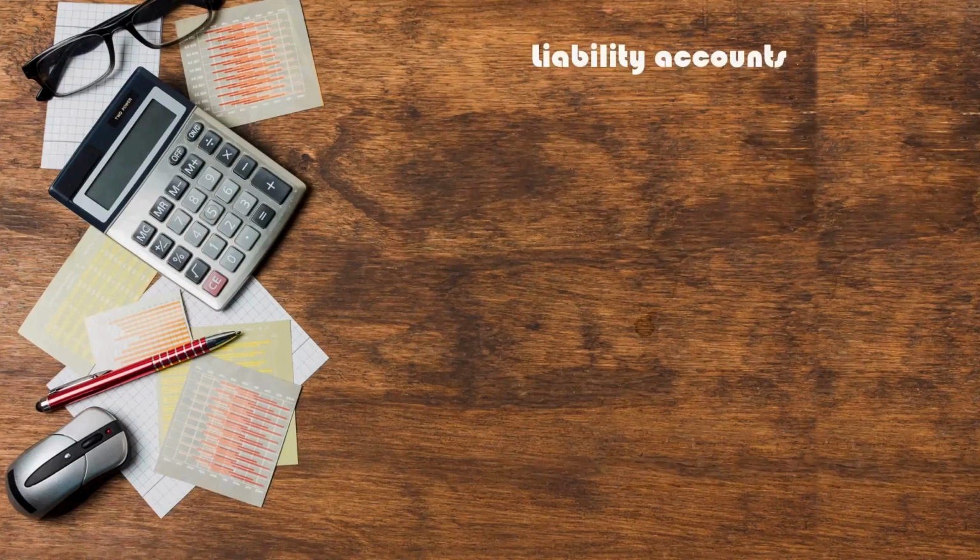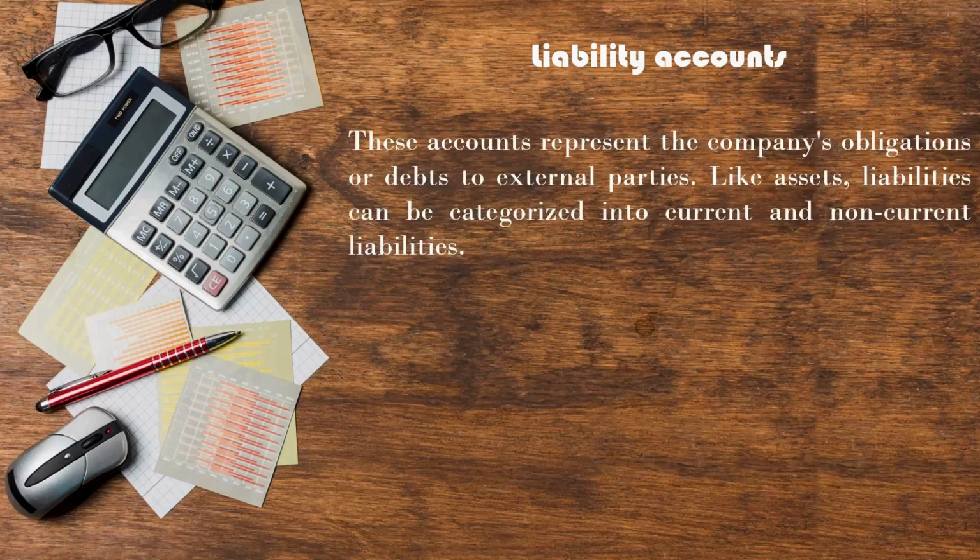Next one, liability accounts. Liability means the amount which we need to pay. From the company's side, it is called a debt. The definition: these accounts represent the company's obligations or debts to external parties. Like assets, liabilities can be categorized into current and non-current liabilities. Just as we separated the assets, we can also separate the liabilities into short-term liabilities and long-term liabilities.